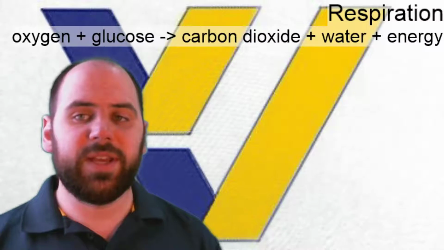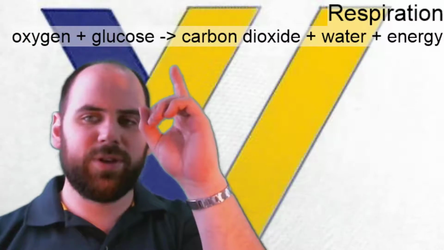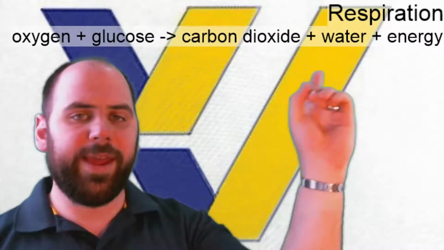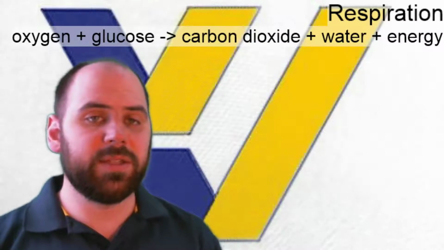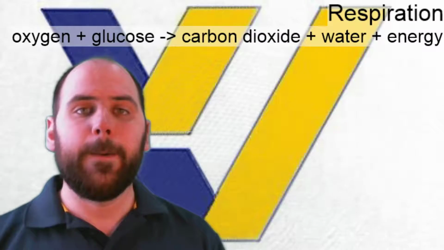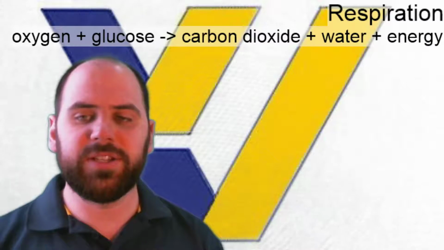This equation says oxygen plus glucose gets turned into carbon dioxide, water, and energy through a chemical reaction inside our body cells. And that's how food is transformed into energy in the body. But how does food turn into glucose? We'll talk more about that in the digestive system.